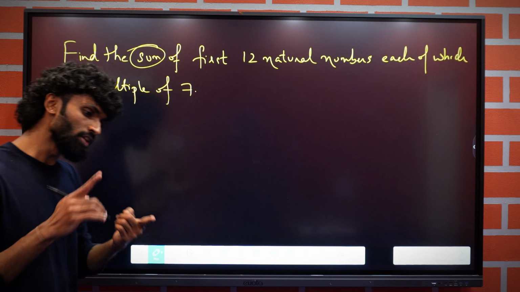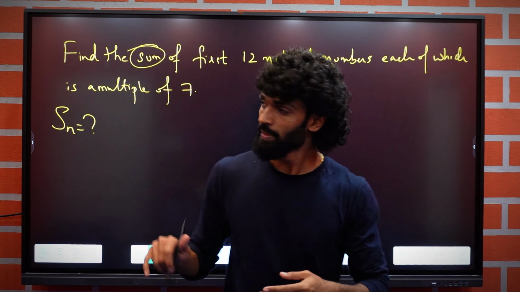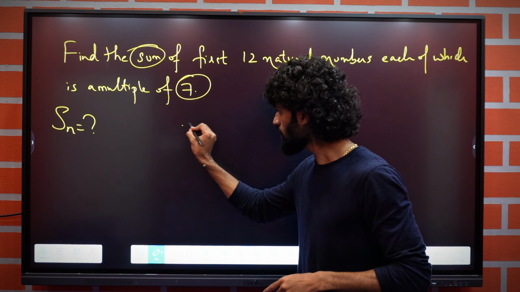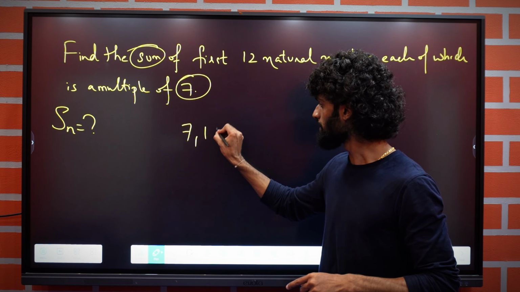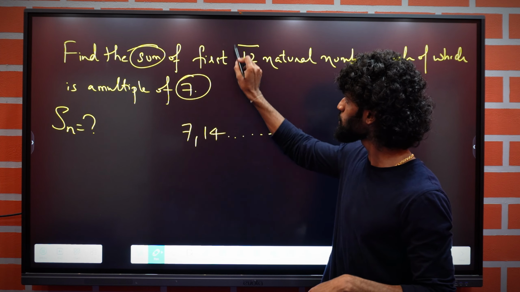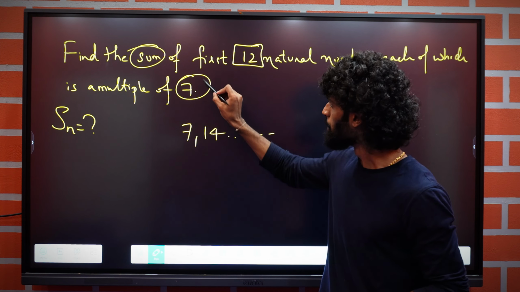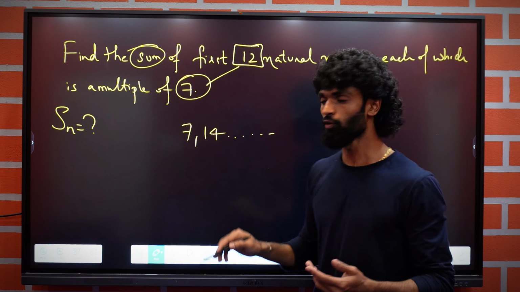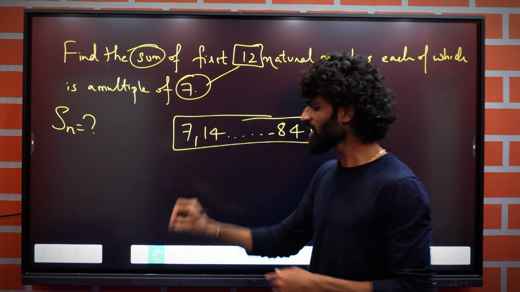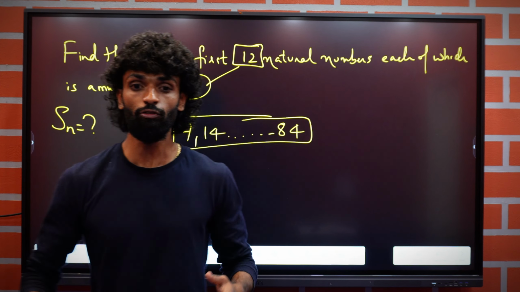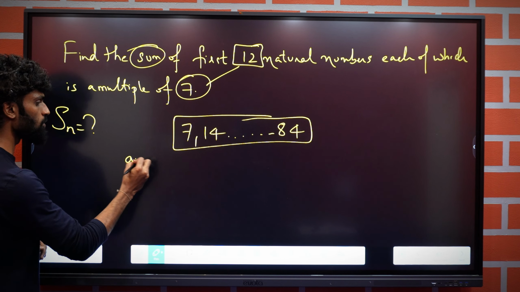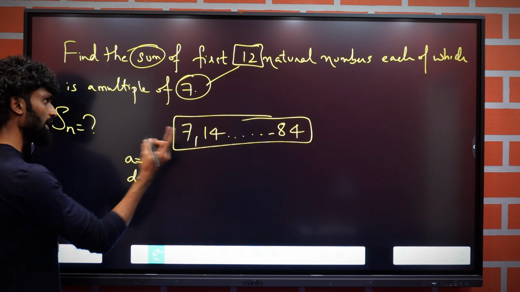So obviously, even though natural numbers start from 1, they're asking for multiples of 7. So I'll have to start off with 7, then 14. Now, till what number does it go? It says the first 12 natural numbers. Very simple. Multiply 7 times 12, that's 84. So my start is 7, and it goes up to 84. If you see a pattern in the last 3 questions, I am trying to frame the sequence and only then solve it. Now automatically A's value equals 7, D's value is again 7.